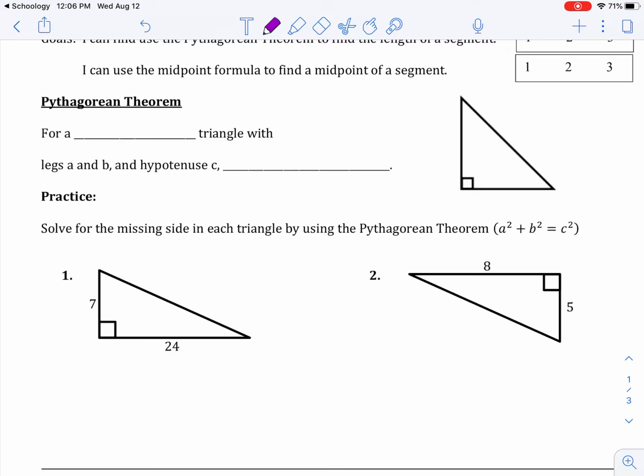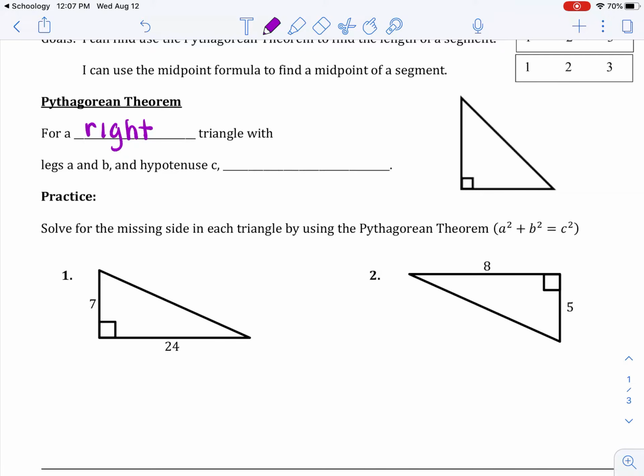So the first one is, what kind of triangle do you use the Pythagorean theorem on? The answer is a right triangle. You cannot use it on what's called an oblique triangle, which is a non-right triangle. It has to have a right angle. By this box right here, we know that that is a right triangle.